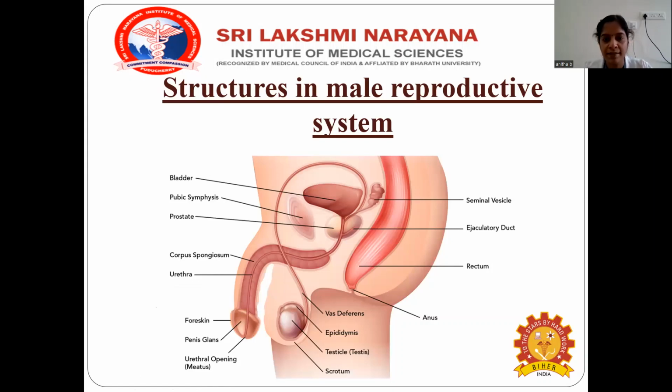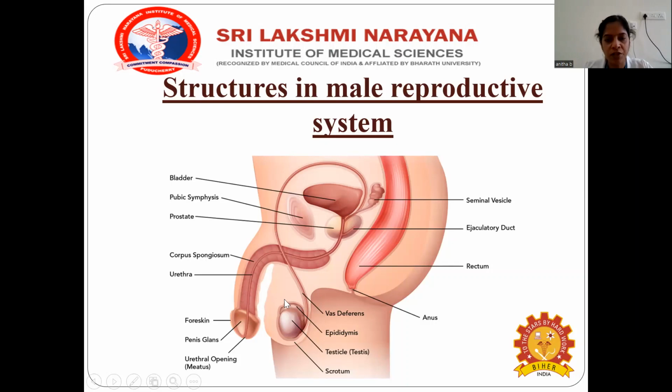So this is the sagittal section of the male pelvis. It shows the urinary bladder here. Here you can see the prostate gland. Here you can see the penis and scrotum. So within the scrotum, you can see the testis. This is the male gonad, an ovoid-shaped structure. It lies in the scrotum.